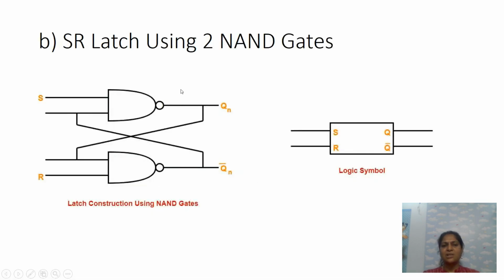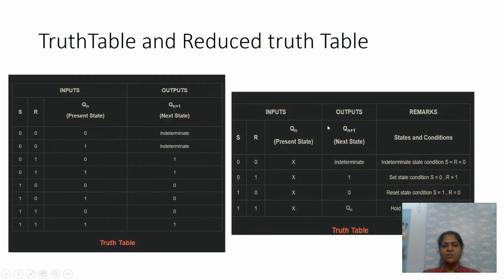Next is the same SR latch using two NAND gates. In place of NOR gates, you will observe NAND gates. So we will see the reduced truth table. When S and R are both 0 0, indeterminate state. For 0 1, 1 0, and 1 1, you will get 1, 0, and Qn. If you compare both truth tables, with NAND gates and with NOR gates, the two tables are exactly opposite for the input combinations. 0 0 and 1 1 are interchanged, and 0 1 and 1 0 are interchanged.